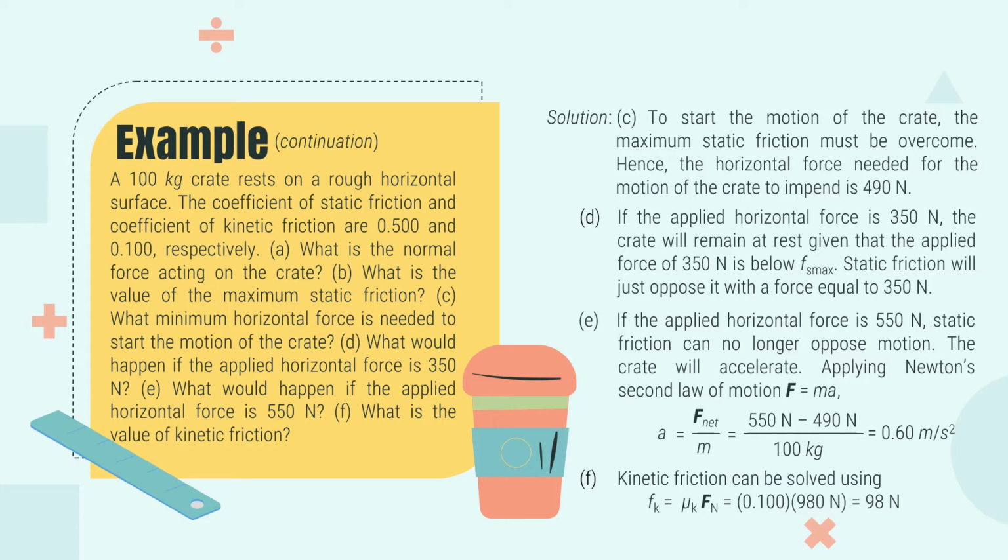Kinetic friction can be solved using F sub k, which is equal to mu sub k times F sub n. Substituting, we have 1/10 times 980 Newton, which is equal to 98 Newton.